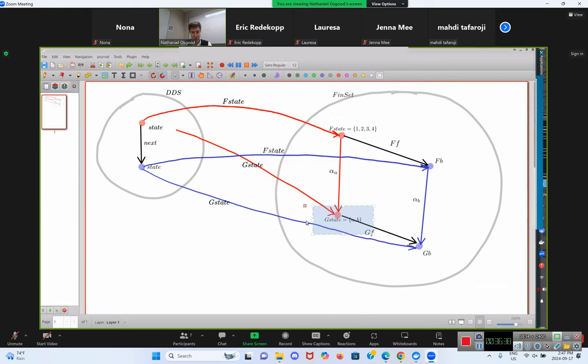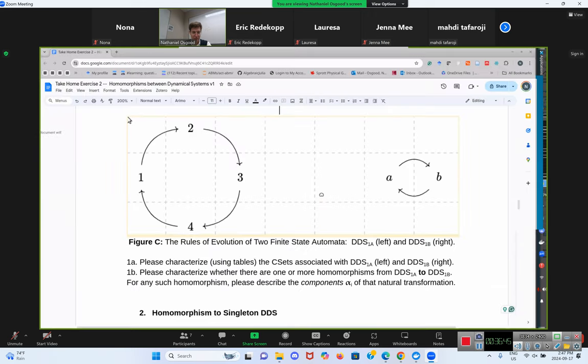No one's breathing down my neck. And I did say FinSet instead of skeleton of FinSet, so I'm going to be forgiven. These are finite sets. Okay. Happy. Okay.